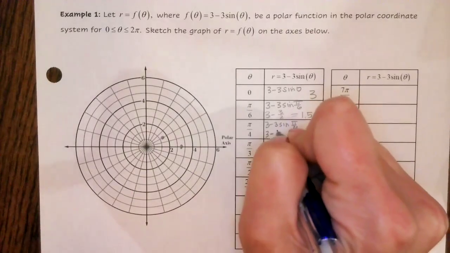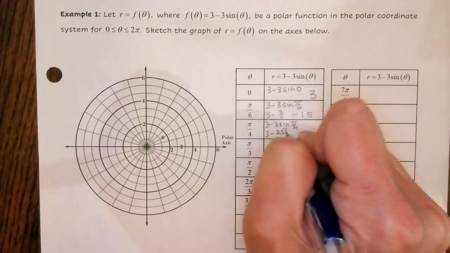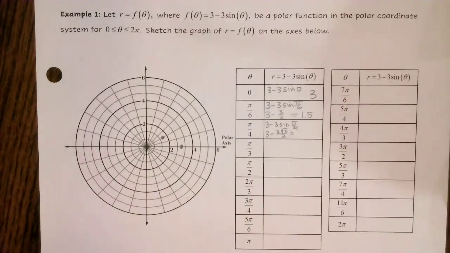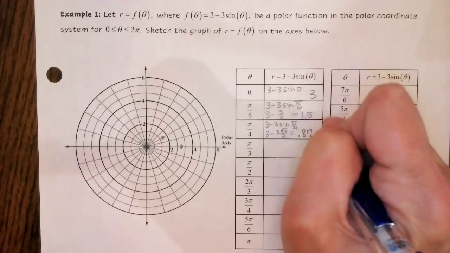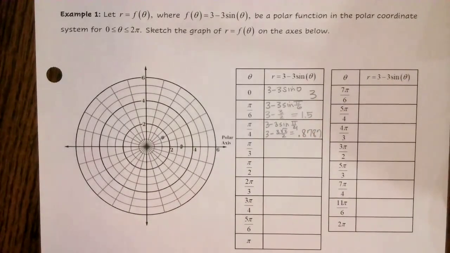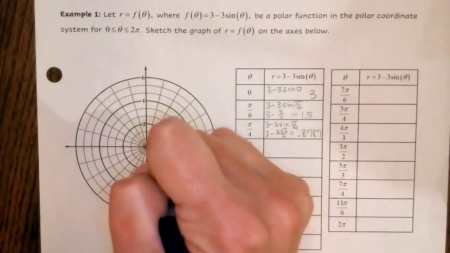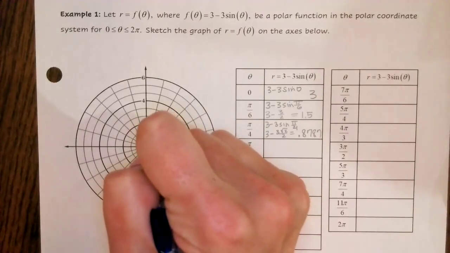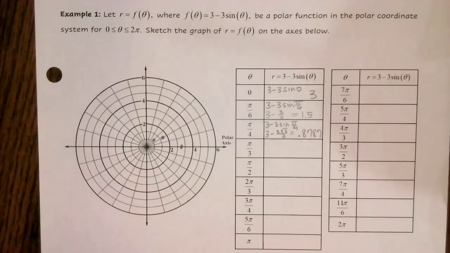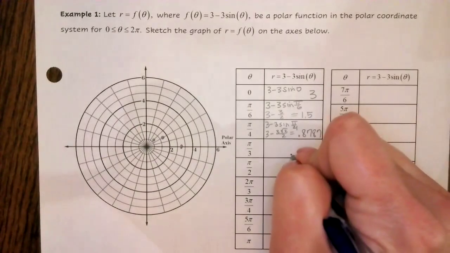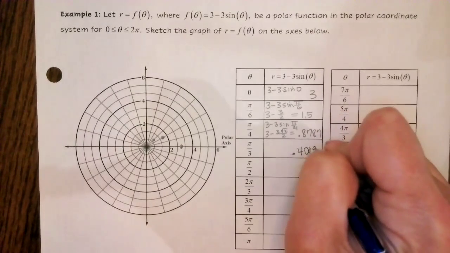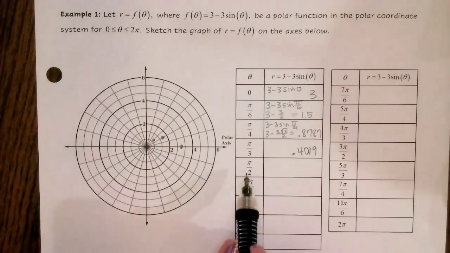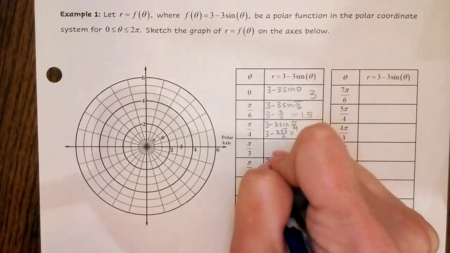And so this gives me 3 minus 3 root 2 over 2. That's not an easy one to come up with on the number, so I'll go ahead and give you that decimal. That's 0.8787. And so at pi over 4, I'm at 0.87. That's right there. I'm going to go ahead and give you some more of these because some of these are not good for decimals. So this is 4.4019.